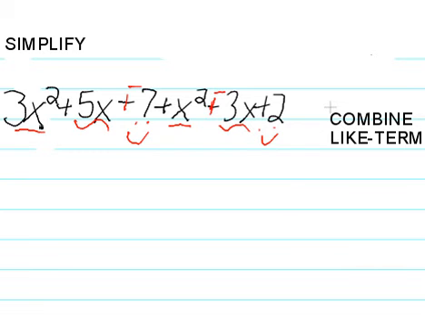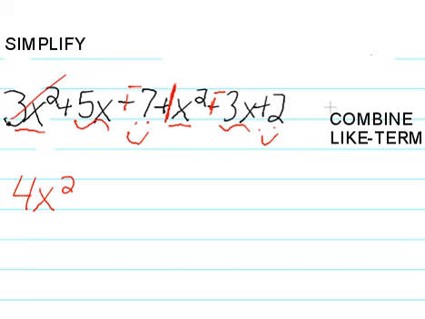So our x squareds, which have a straight single dash underneath them, will be added together. I have 3x squared plus 1x squared over here. When we combine like terms, we add the coefficients together. 3 plus 1 is 4. So we have 4x squared.